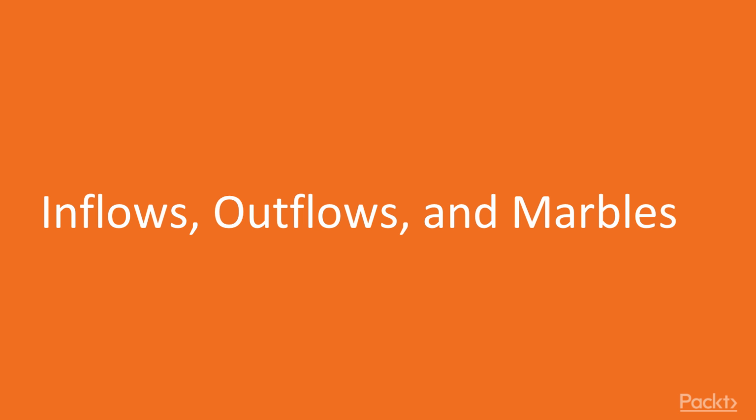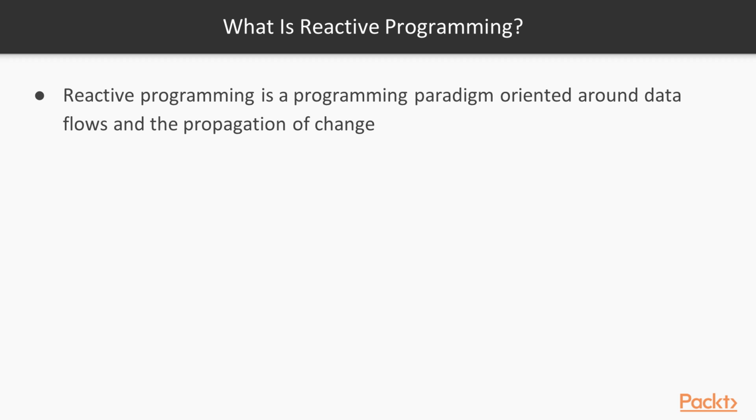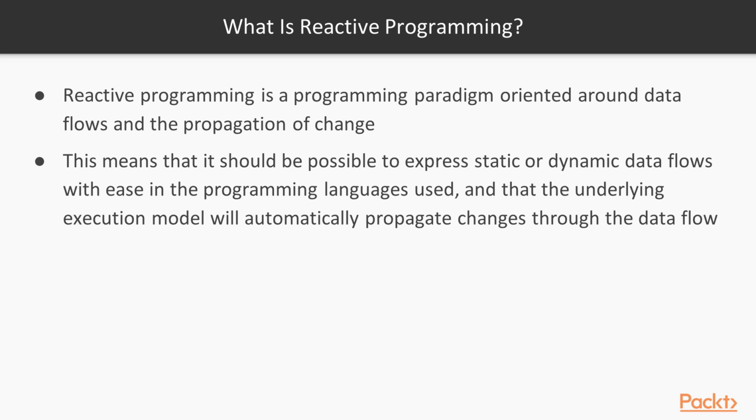In this video, we will learn what reactive programming is, its basic concepts, and the marble diagram. So, what is reactive programming? Reactive programming is a programming paradigm oriented around data flows and the propagation of change. This means that it should be possible to express static or dynamic data flows with ease in the language used, and that the underlying execution model will automatically propagate changes through the data flow.